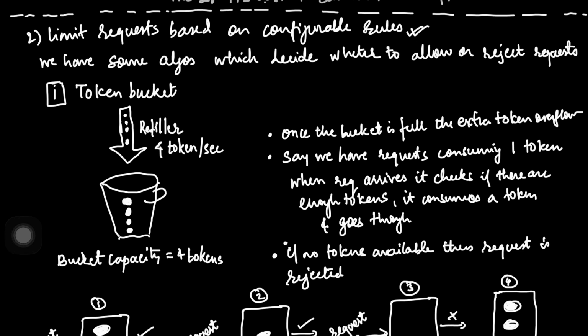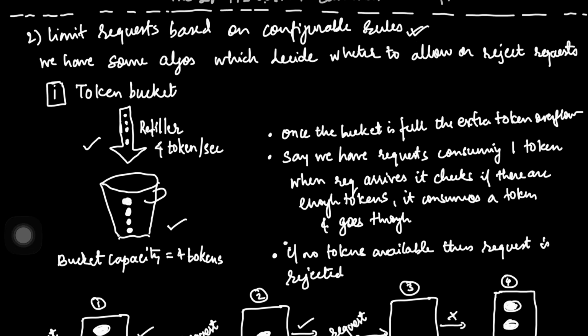We have to think of it exactly like a physical bucket, which has some capacity. Firstly, we will have a refiller, which drops tokens at a constant rate. In our case, let's say it is 4 tokens per second. The bucket has a fixed capacity, and if the bucket is full, any extra tokens just overflow and are discarded.